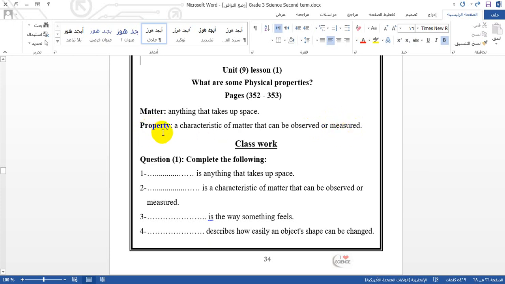The property makes you able to measure the characteristics of the object. The book, the color of the book, the size of the book, the volume of the book, the mass of the book. Okay, you understand what I mean here guys about the property? Now question number 1. Let's solve the first question in page 34. Okay, number 1.